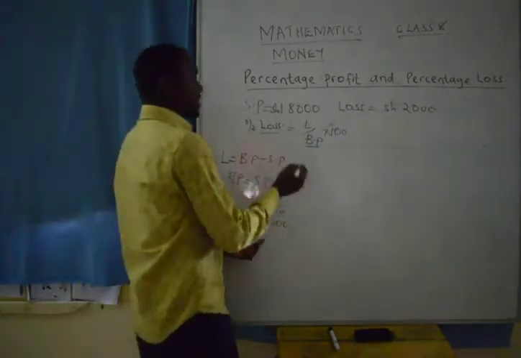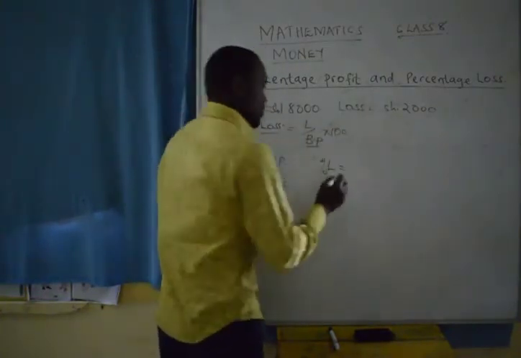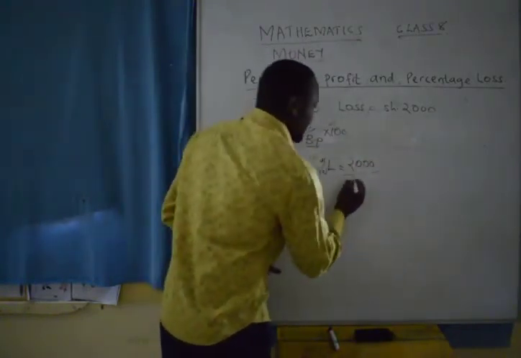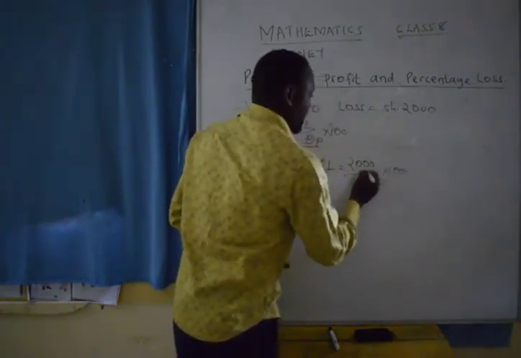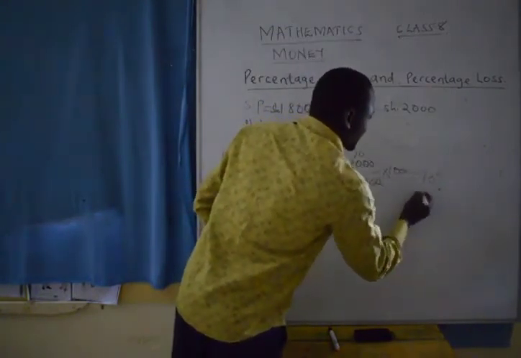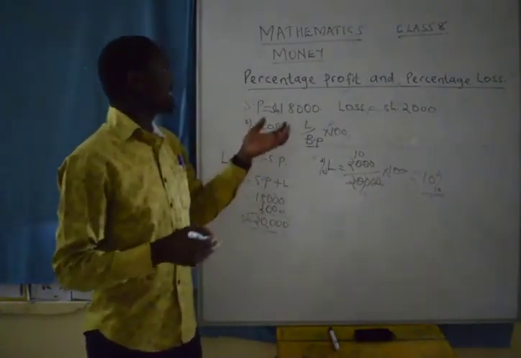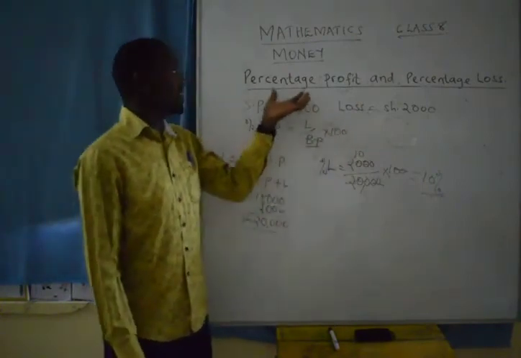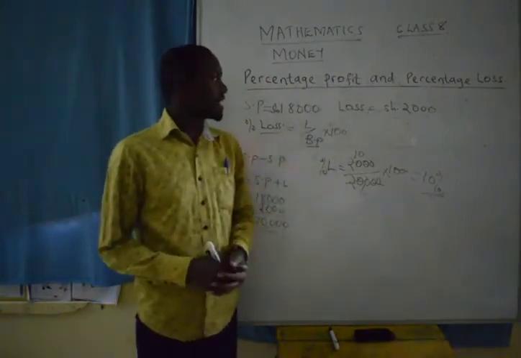So the percentage loss will be given by, from our formula, loss, which is 2,000, over the buying price, which is 20,000, times 100. Then we simplify. So this person incurred a loss of 10%. So to get the percentage loss, just get the loss over the buying price times 100. And to get the percentage profit, get the profit over the buying price times 100.